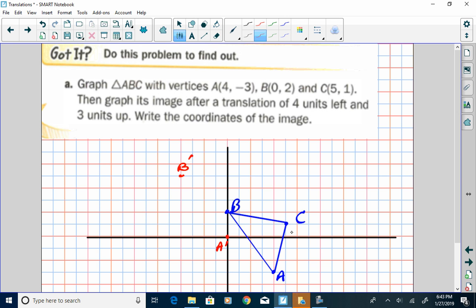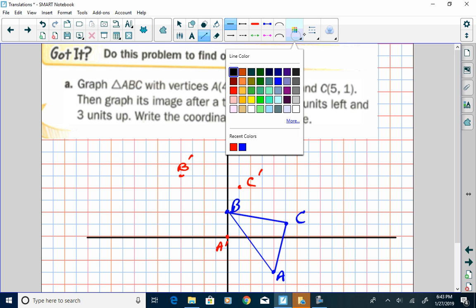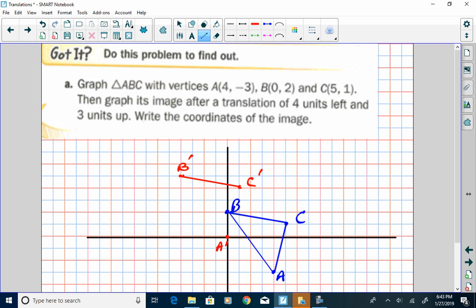And then I take point C, and with point C, I want to translate 4 left. 1, 2, 3, 4. 3 units up. 1, 2, 3. Put a point. Label it C prime. Right, use your ruler. Connect your points. Right, make sure they're nice and straight. So we're going to go here. Then we go here. And then we go here.